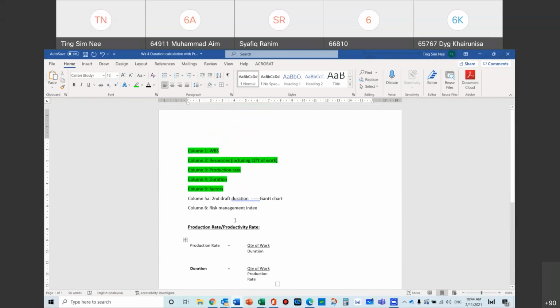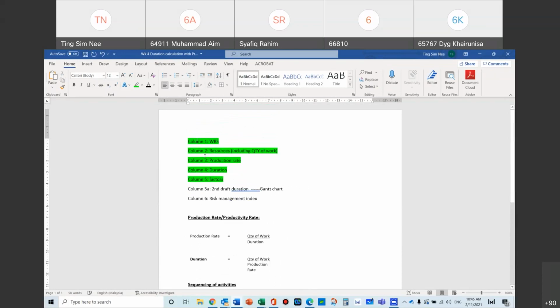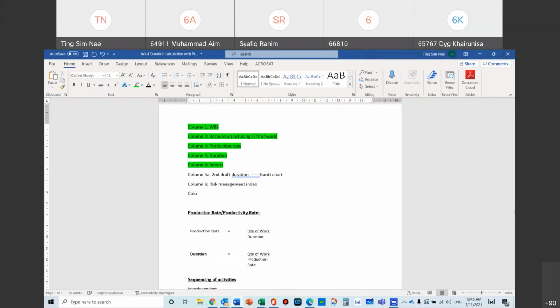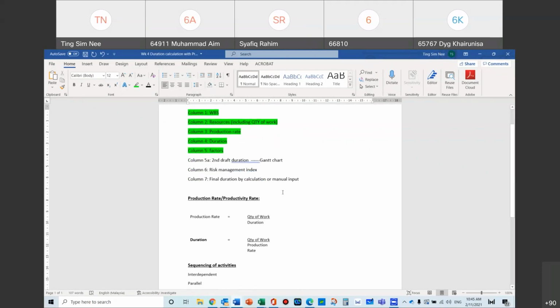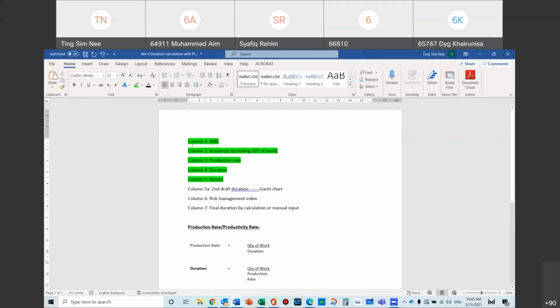And this is essentially like a third draft sort of thing, you see. So highlighted in green is something that you'll be using for your assignment later on.